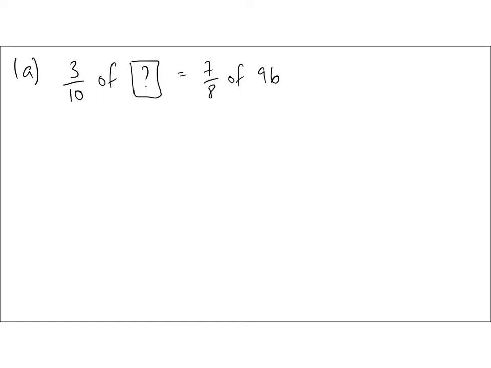Hello, we're going to go through the answers to the questions that we looked at in today's lesson. First of all, we've got 3/10 of a number is exactly equal to 7/8 of another number, 96. So let's see what we have to do.